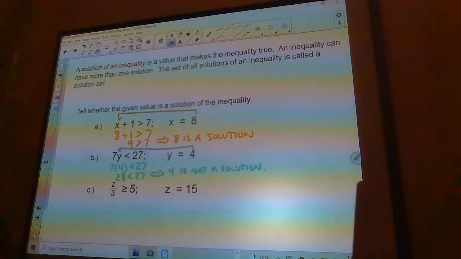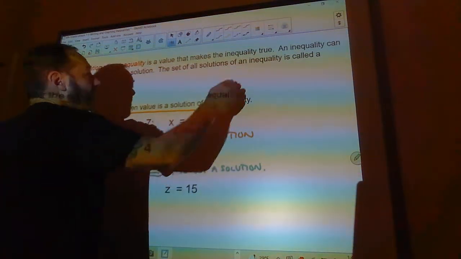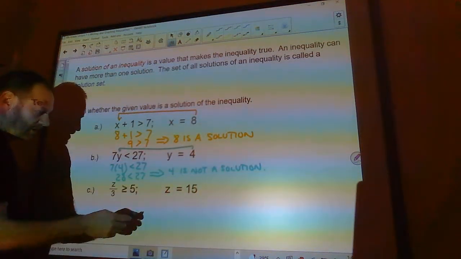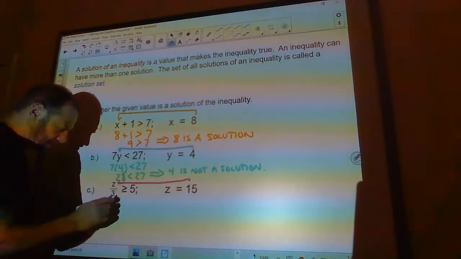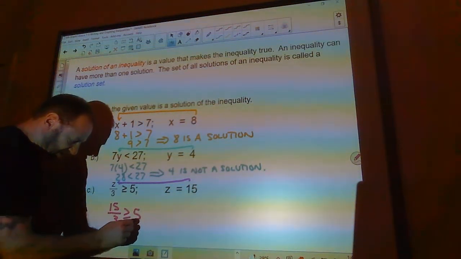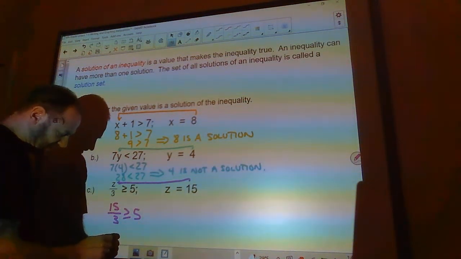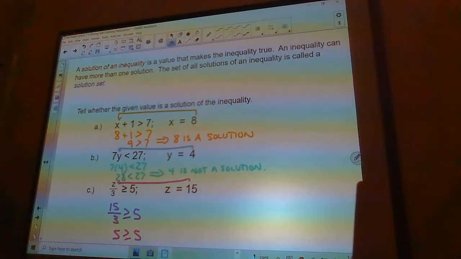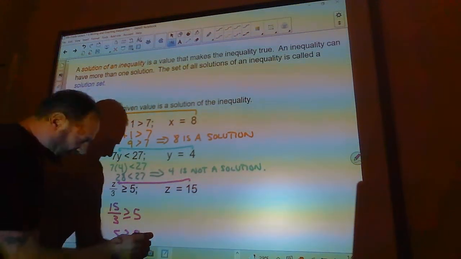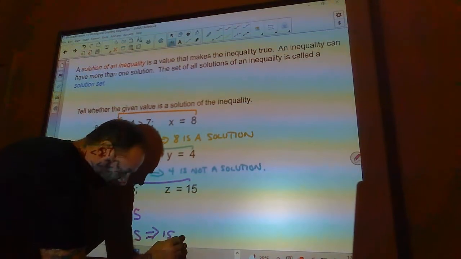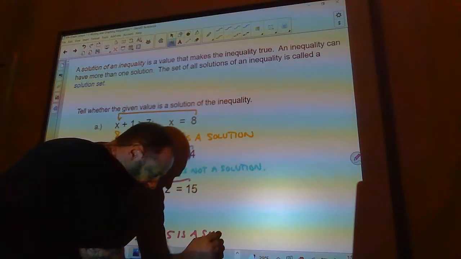And then z over 3 is greater than or equal to 5, where z is 15. Okay, so on this one, we would plug this in right here. So 15 divided by 3 is greater than or equal to 5. So that is 5 is greater than or equal to 5, because 15 divided by 3 is 5. And that implies 15 is a solution because it's equal to.